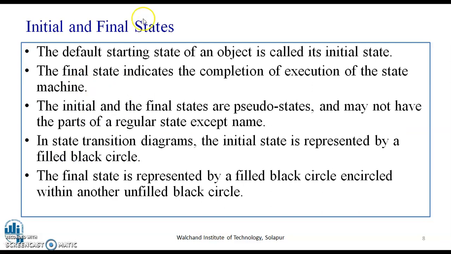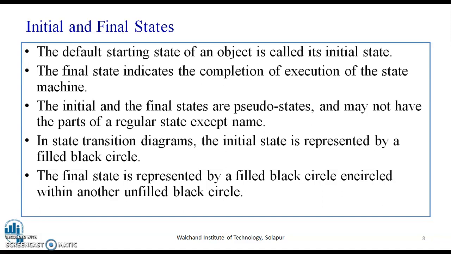Now, moving ahead, obviously for anything with respect to time, there has to be a start and a final state. So the default starting state of an object is called the initial state, and the final state indicates the completion of execution of the state machine. The initial and the final states are pseudo states, that is, they may not have the parts of a regular state except the name. By default, initial and final states are not given a separate name. It is understood that this is the start and this is the final state.